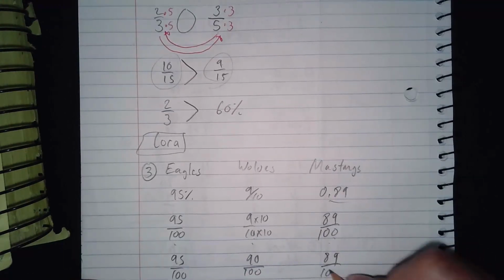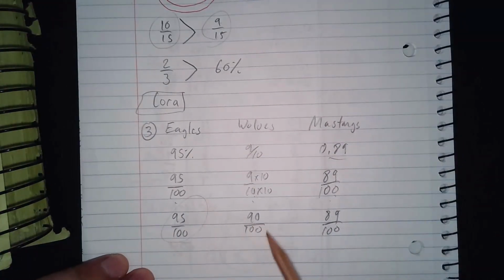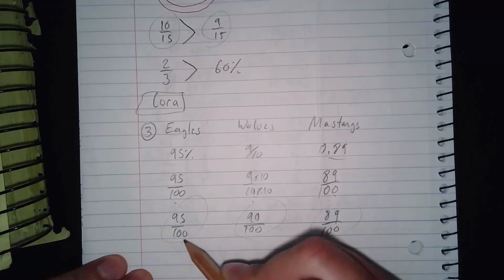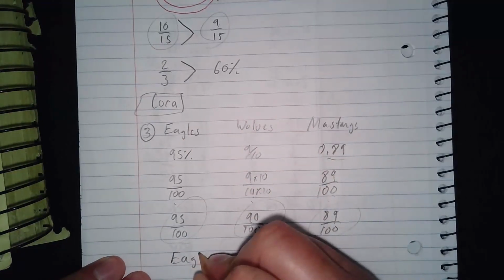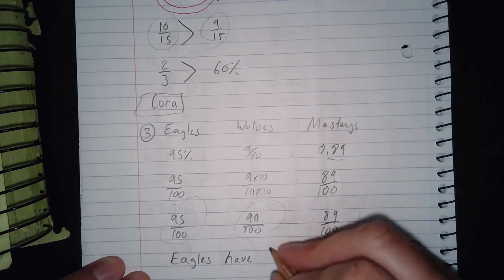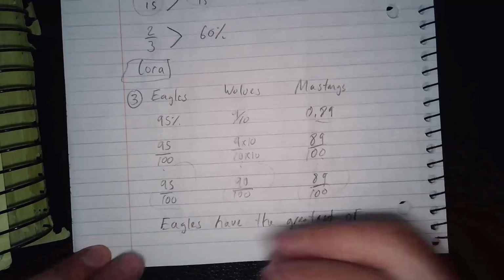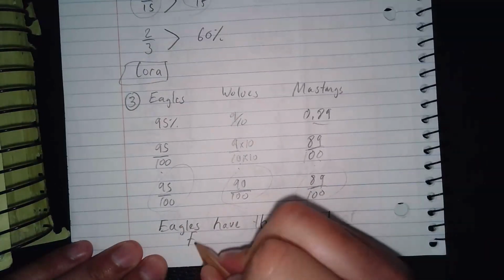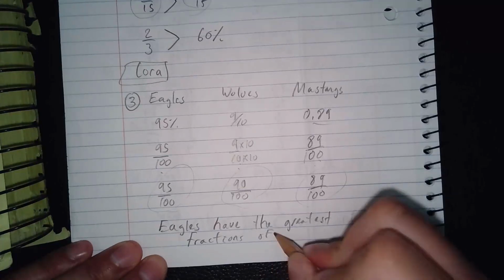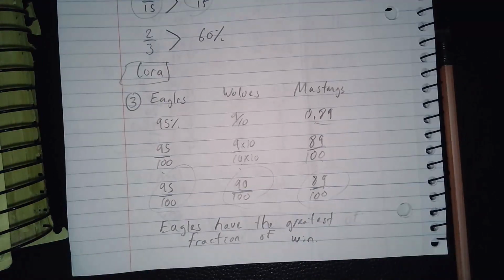And 89 hundredths. Okay. So, same denominator. 100, 100, 100. But which is the largest one? We have 95, 90, 89. This is the greatest fraction, 95 hundredths. Okay. That means the Eagles have the greatest fraction of wins. And again, I'm using the question to write the answer. And that is the guided practice. More than one way to do any of these problems, choose one that works best for you.